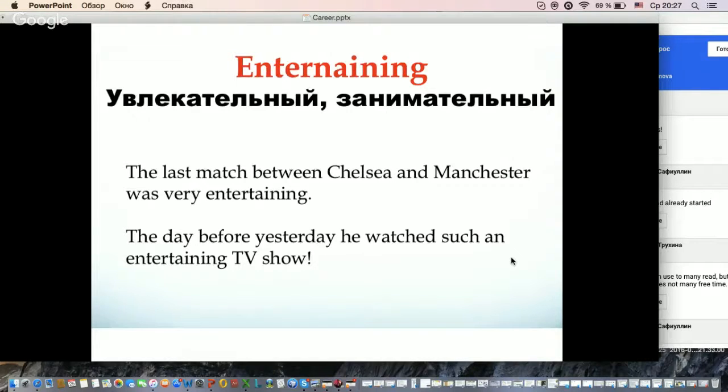Увлекательный, занимательный. The last match between Chelsea and Manchester was very entertaining. The day before yesterday he watched such an entertaining TV show. Позавчера он смотрел такое увлекательное TV-шоу. What else can be entertaining? The work on some project can be quite entertaining. The meeting with great people can be entertaining. Or establishing your own company can be a very entertaining process.